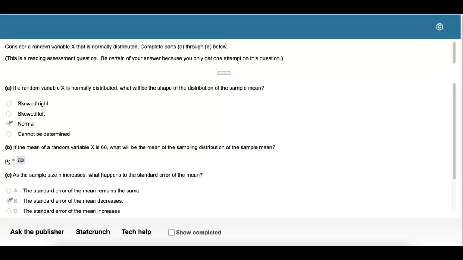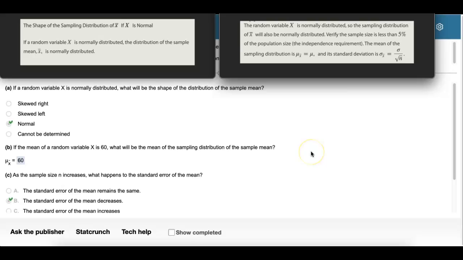Here we have a reading assessment question, and we're told to consider a random variable x that is normally distributed. So there are some things from the reading here that I want to point out. So here are those two main ideas that you found in the reading of this section.